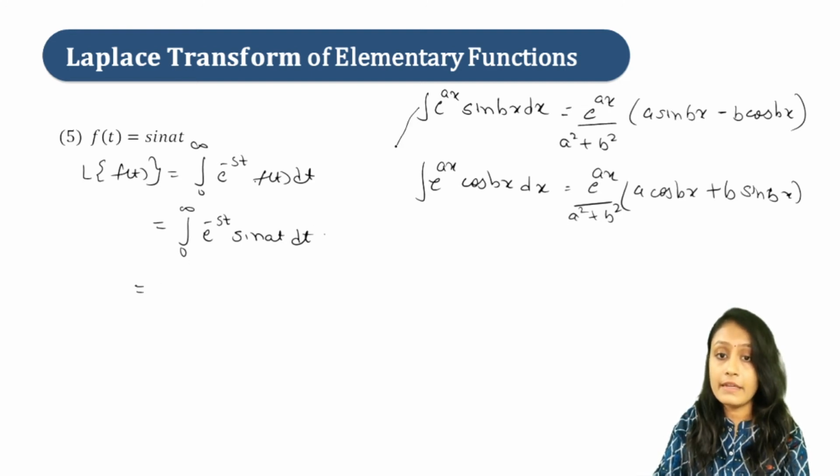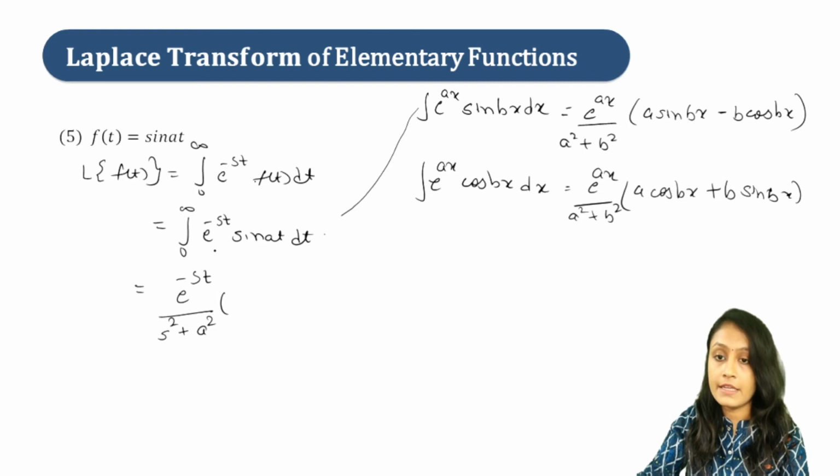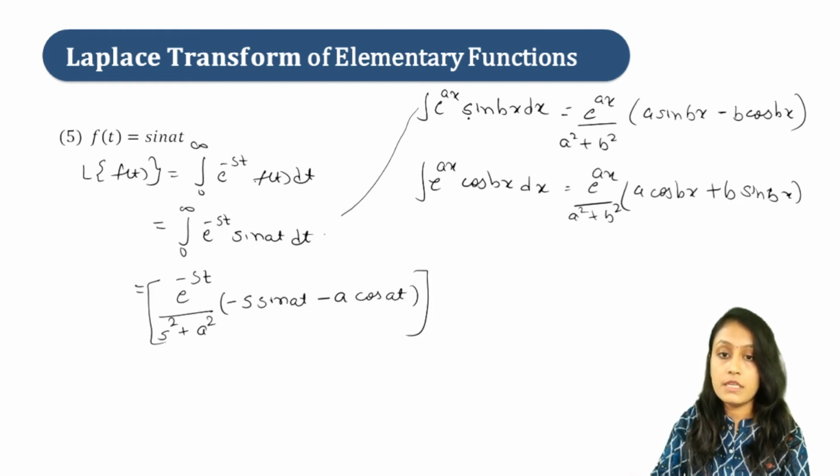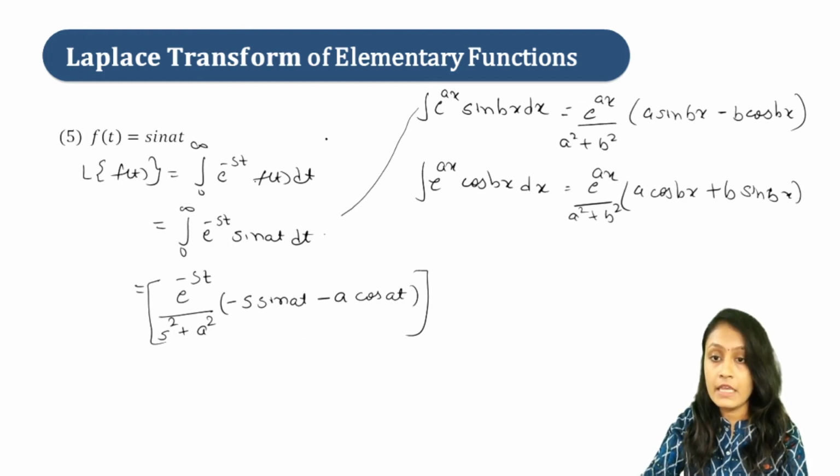So now on comparing this, we can say that this a is minus s and in place of b we have a. So integration will be e raised to minus st upon s square plus a square, and here minus s sin at minus a cos at. We have used this formula to simplify this integration. Just in place of a we have to write minus s, and in place of b we have to write a. Limits are 0 to infinite. Now just substitute the limit.